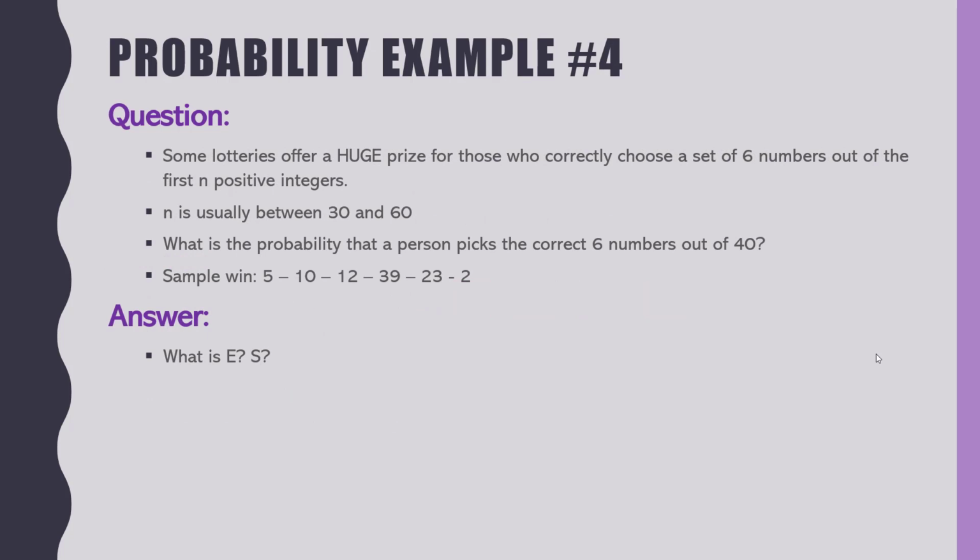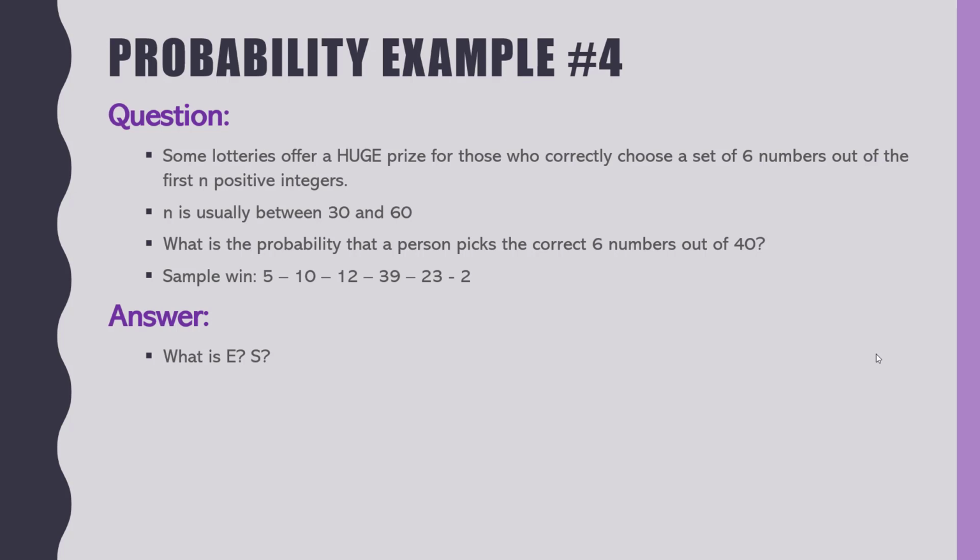Let's look at a trickier one. Some lotteries offer a huge prize, I was going to use the word ginormous, but I thought it was just a little bit unprofessional. But I'm not professional, so I should have used it. For those who correctly choose a set of 6 numbers out of the first n positive integers. And typically, n will be somewhere between 30 and 60. So in other words, if n is 50, then the possible choices are 1, 2, 3, all the way up to 50, right?